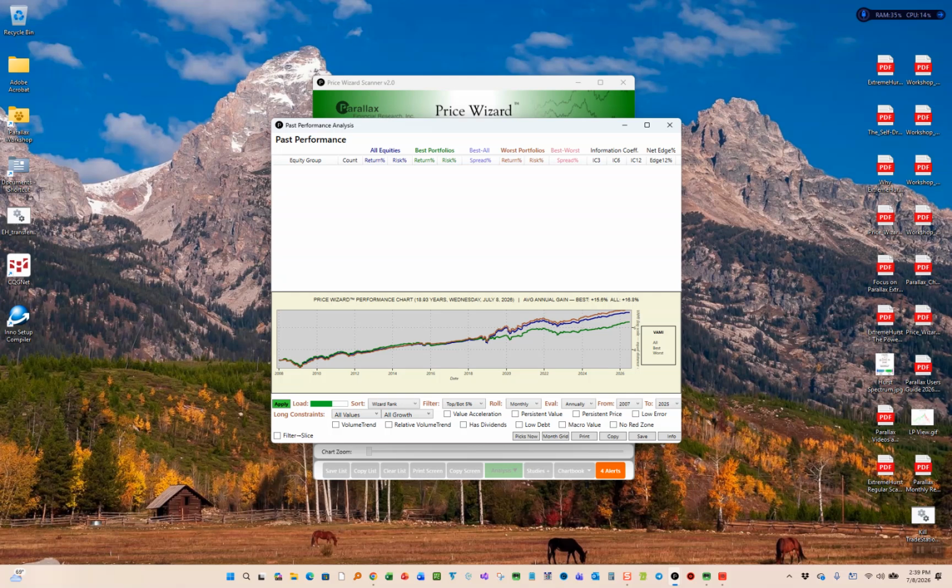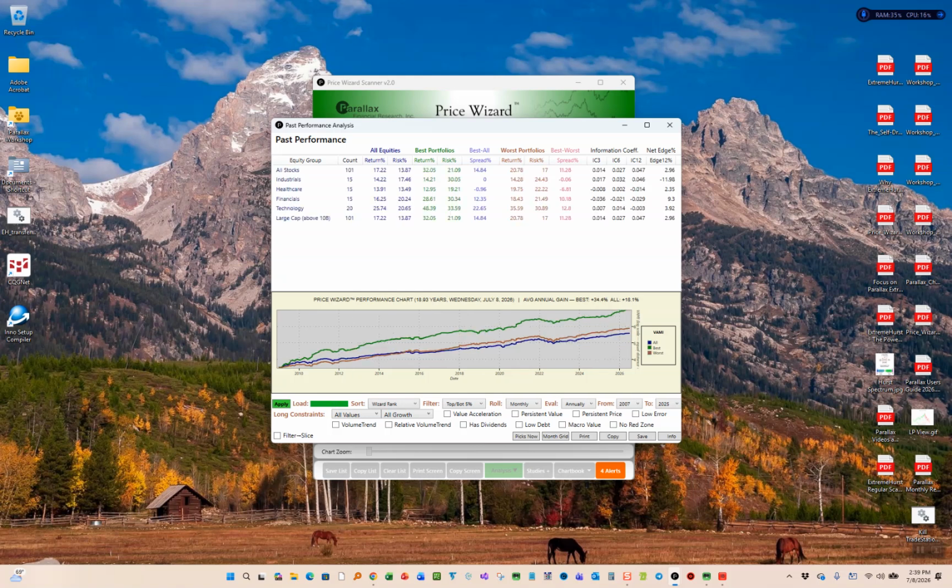So how fast are valuations growing? How undervalued are the valuations? Are they growing smoothly? What other factors? Are they accelerating? Are the valuations accelerating? Like we saw in NVIDIA, the valuations were accelerating upwards, going up faster and faster. So these are the factors that we fold into our wizard rank model.